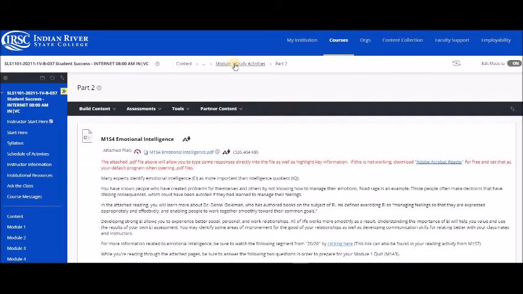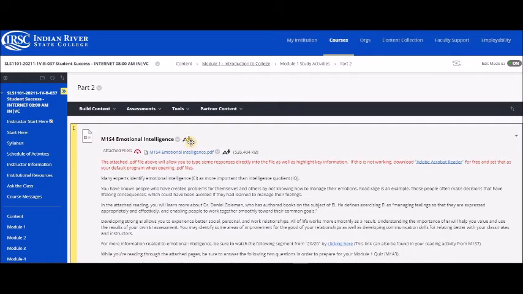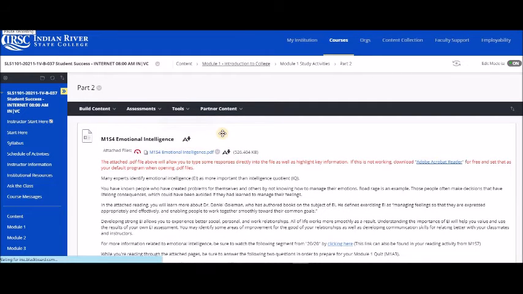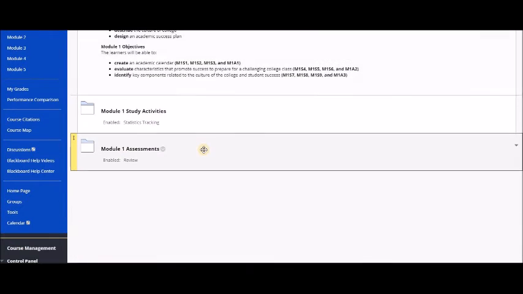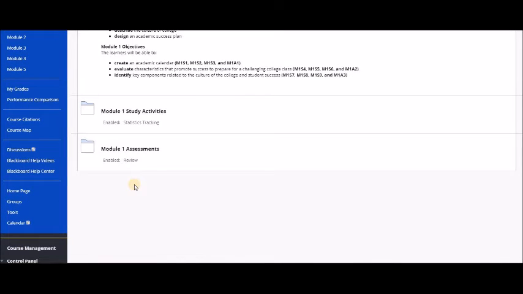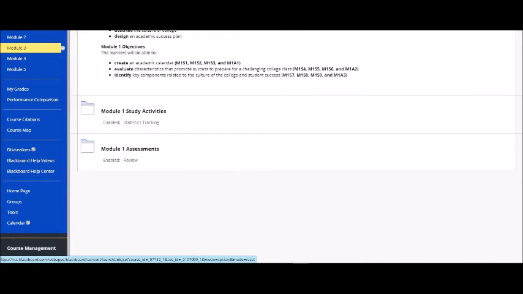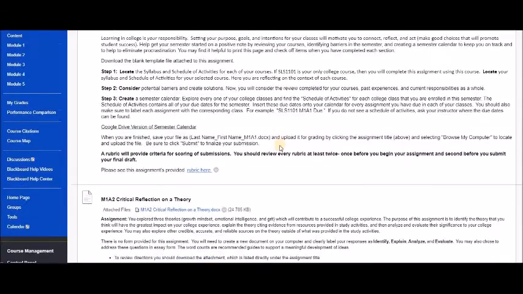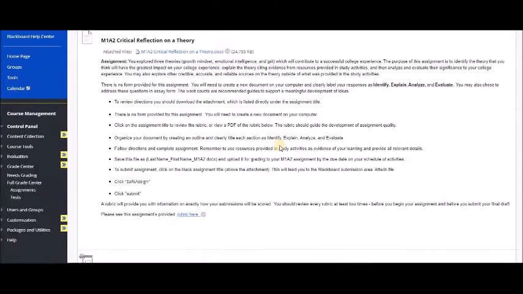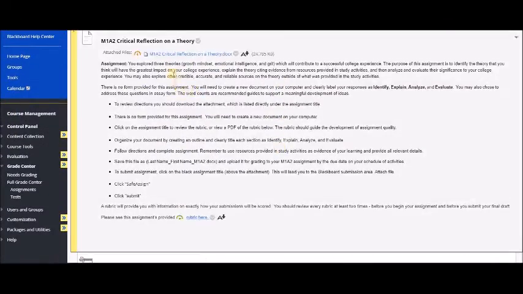I'm going to do that. We're going to go all the way back to this breadcrumb here, Introduction to College, and as soon as this happens, I'm going to pause it. I live out in the fringe of the boonies of the world, and I don't have very good internet, so I paused it so that you wouldn't have to wait for it to load. We click on Module 1 Assessments, pause, and we scroll down to M1A2, Critical Reflection on a Theory.